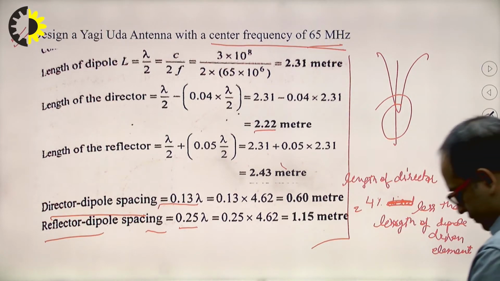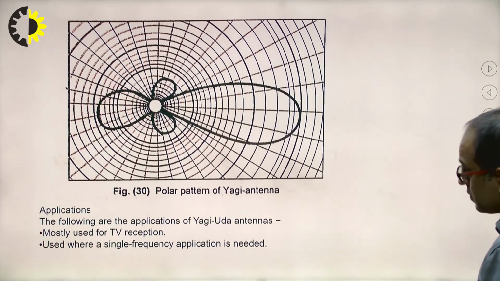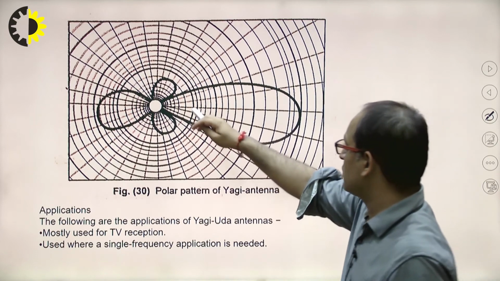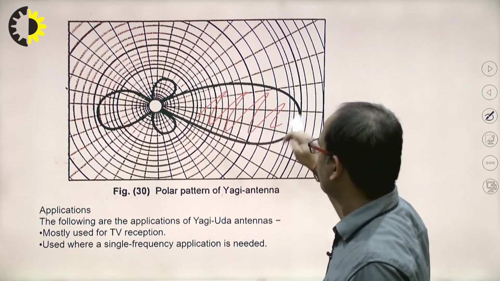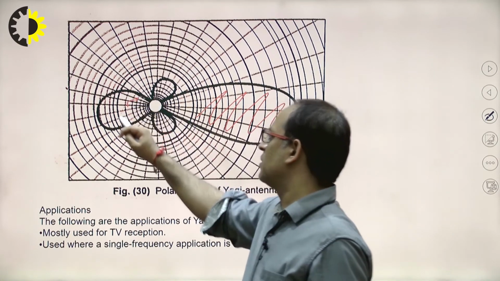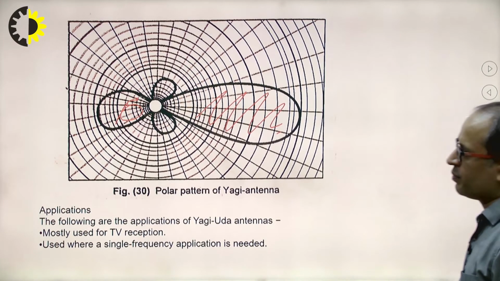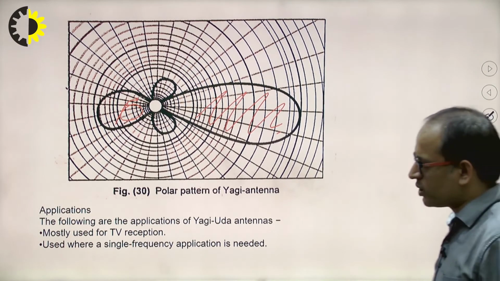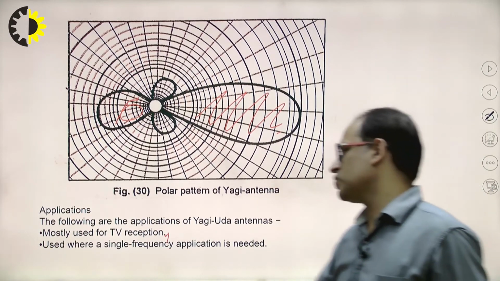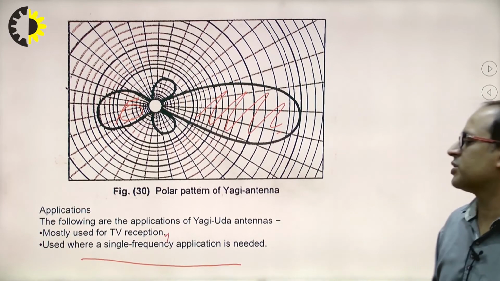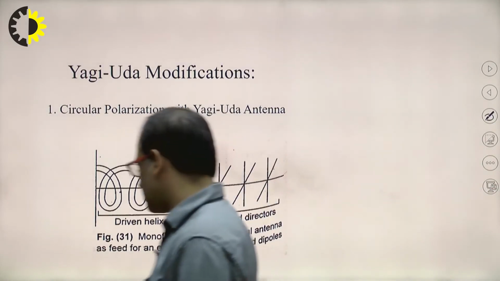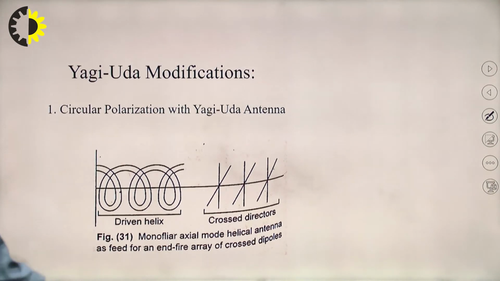Now see, this one is the radiation pattern of the Yagi-Uda antenna, which is unidirectional, having higher gain and higher directivity as compared to the very small side lobe or back lobe. Clear? So the applications are generally for TV reception, and where a single frequency application is needed. Now, what are the modifications done to the Yagi-Uda antenna?